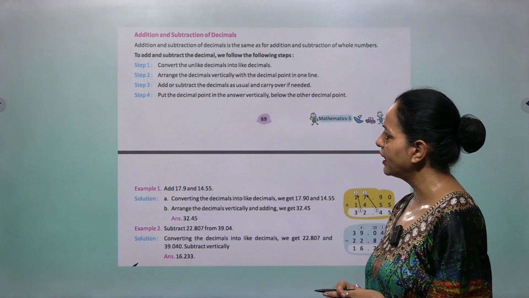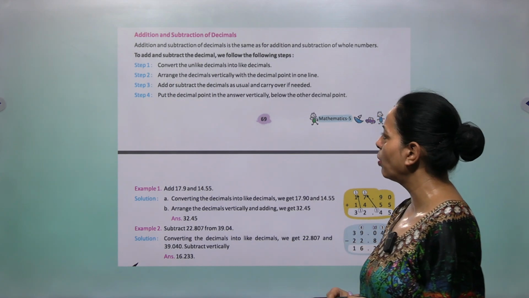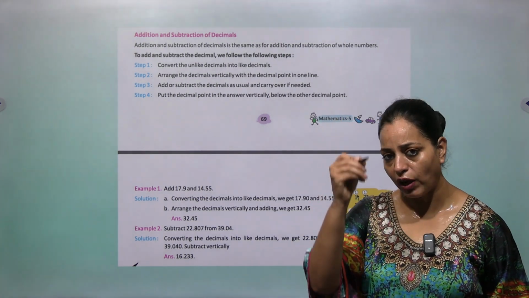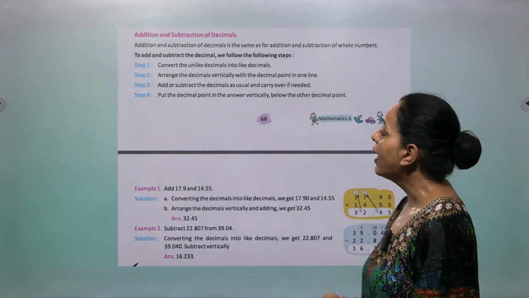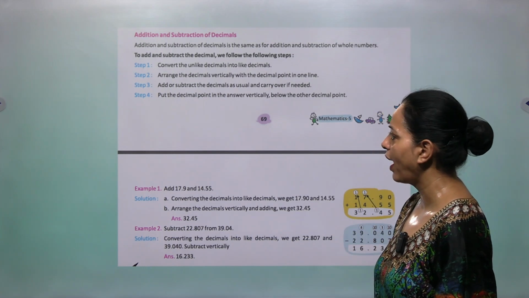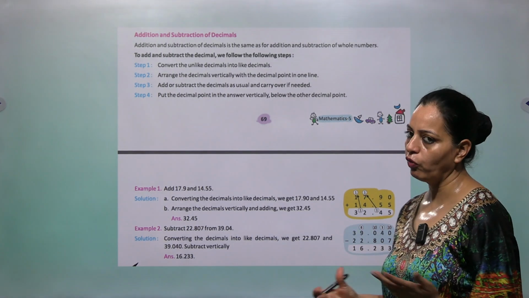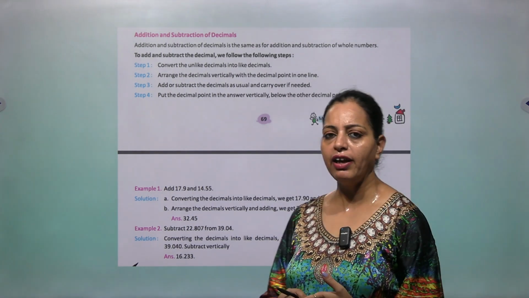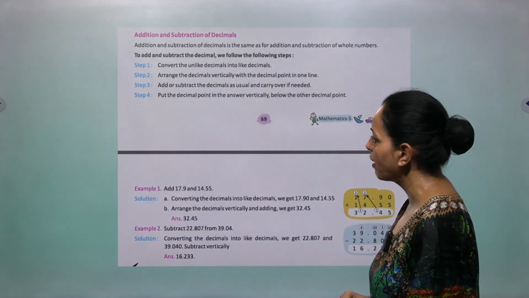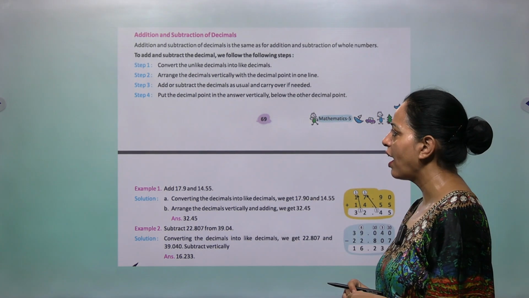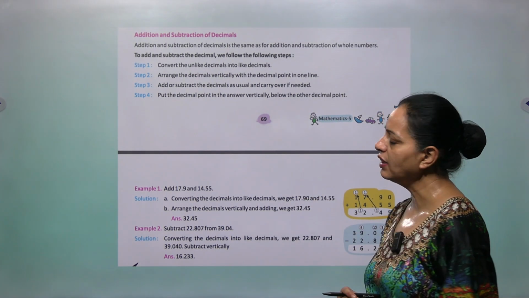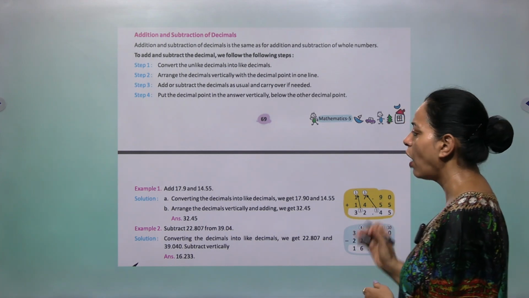Then step 2, arrange the decimals vertically with the decimal point in one line. तो decimal है वो one line में होना चाहिए, okay? And then step 3, add or subtract the decimal as usual and carry over the period. Decimal simply करते हैं, वैसे ही करना है. And then step 4, put the decimal point in the answer vertically below the other decimal point. So see how to do it.